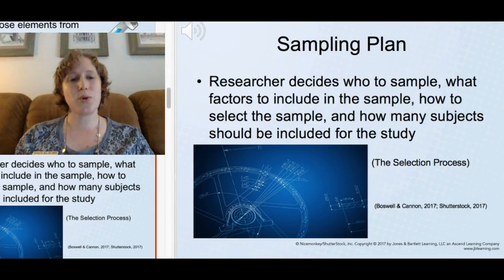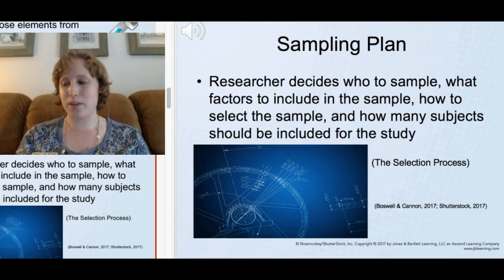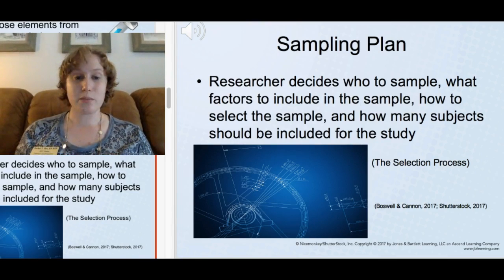Do you think it's important to have a sampling plan? With our sampling plan, we have a blueprint for our whole study and what the selection process is going to look like. What is the framework? What is the method for getting our complete sample that is representative of the population?